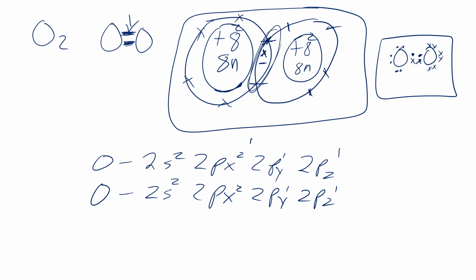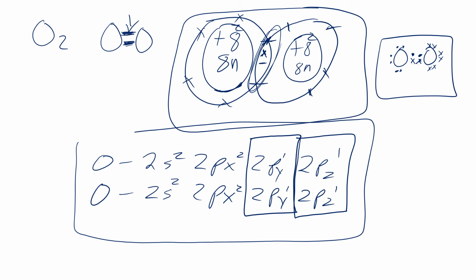Oh, look, here's my double bond. Oxygen is going to share at the 2py's, and it's going to share with each other at the 2pz's. They both have 2 electrons now, and that's what you're going to show on this. Okay, so there's my 3 things.